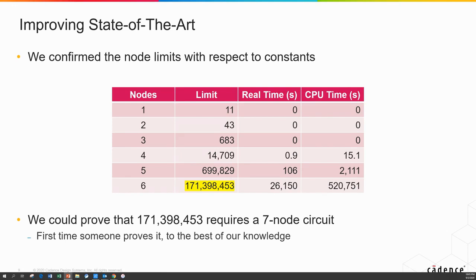The limit for 6 was a conjecture. The number was reported in the literature, but there was no proof it cannot be implemented in a 6-node multiplication circuit. We proved it using our model. We were running a parallel SAT solver with 20 threads, and it took us about 7 hours of parallel processing, or about 6 days of equivalent linear time. So that's the first time that limit is established as a number that requires at least a 7-node circuit for multiplication, and that is our contribution to the state of the art.